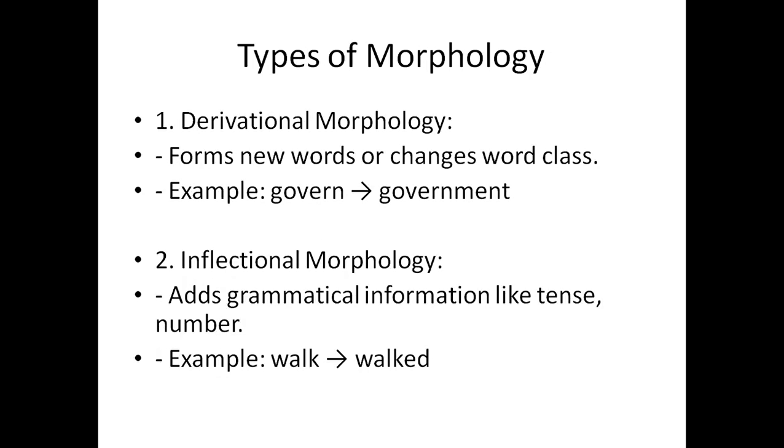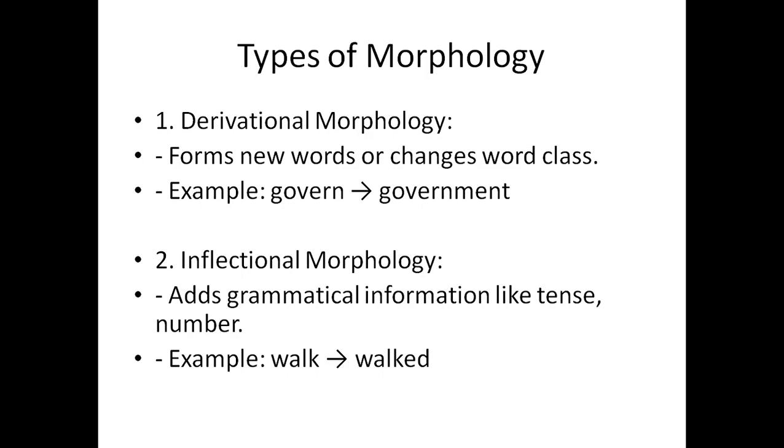Now we have different types of morphology. We have derivational morphology and inflectional morphology. Now remember, in morphology we have something called the word formation process, how we form words in morphology. Derivational morphology forms new words or changes the word class when morphemes are added together.